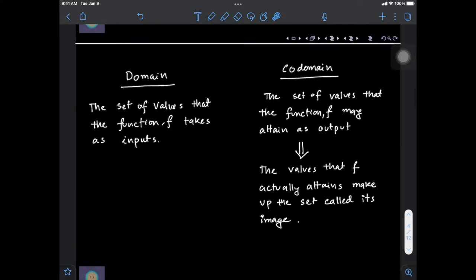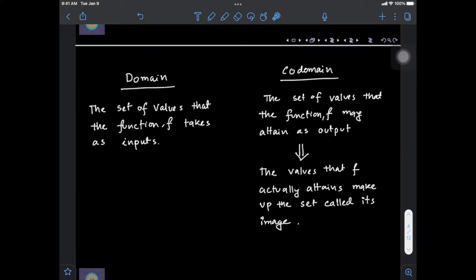Alright, so now let's go to the definitions of domain and codomain. The set of values that the function f accepts as inputs is called its domain. And similarly, the set of values that the function may attain as output is called its codomain. Now, the set of values that the function actually attains is called its image. The image is a subset of the codomain. It can also be equal to the codomain depending on what kind of function we are looking at.